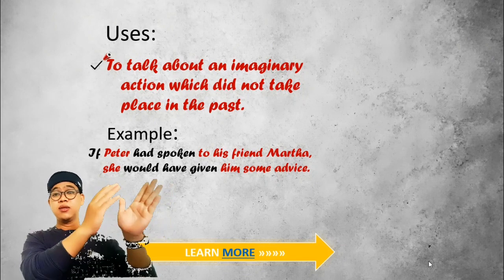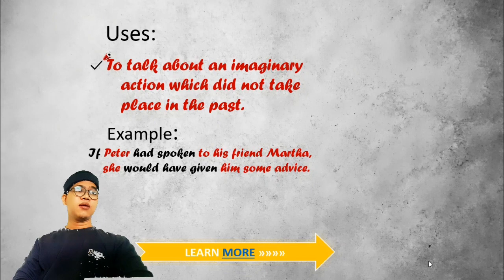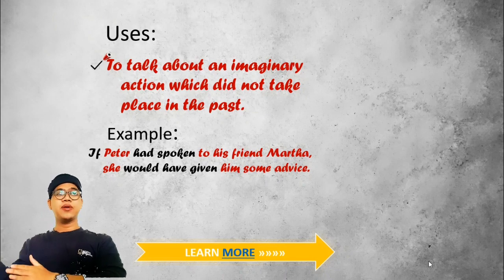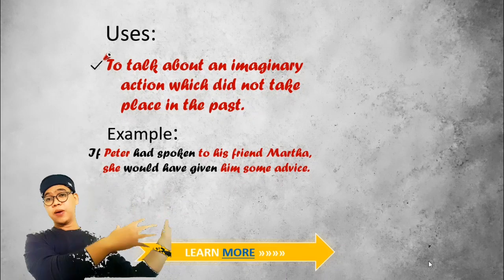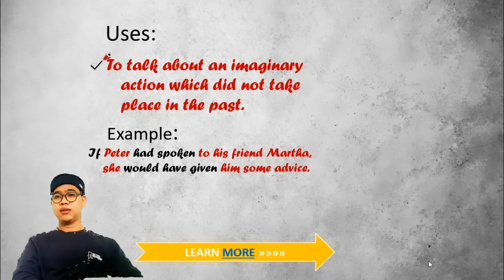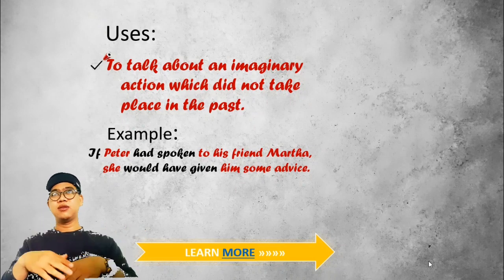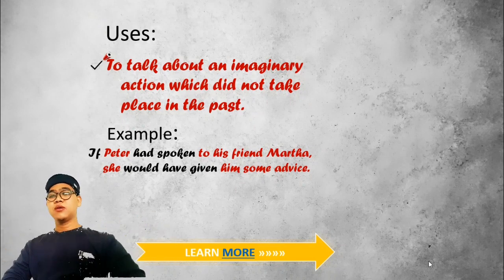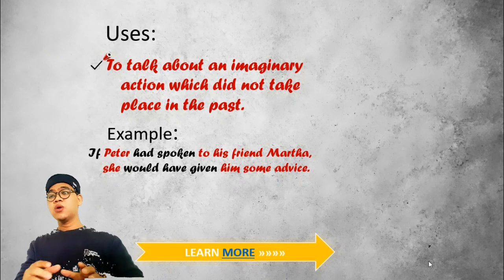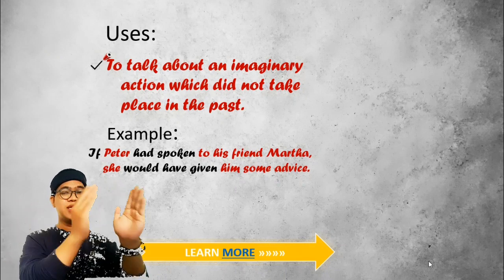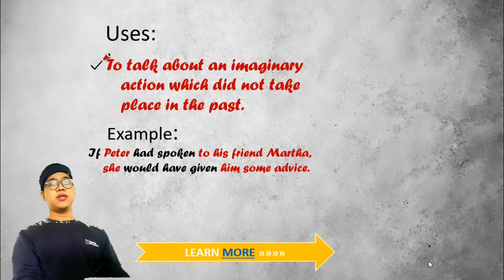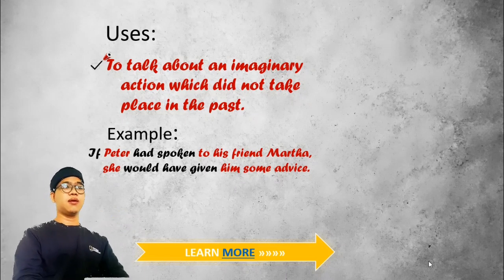We are using this conditional sentence for that. For example, if Peter had spoken to his friend Martha, she would have given him some advice. But in fact, in the past, Peter didn't speak anything to Martha, so Martha didn't give any advice to Peter. That's the regret. Something that you didn't do in the past. So you express that using the third conditional sentences. Unreal situation, regrets.